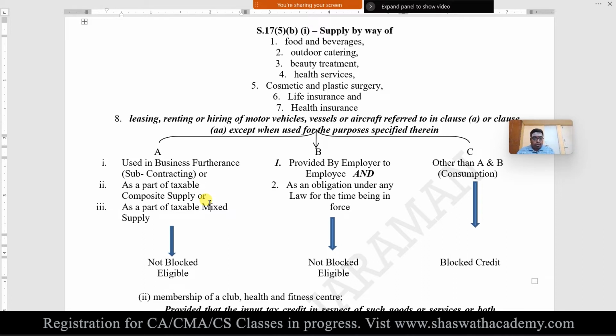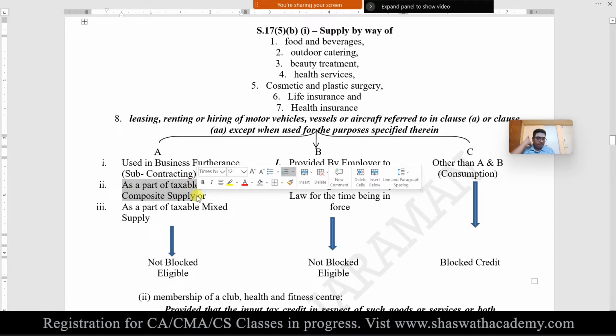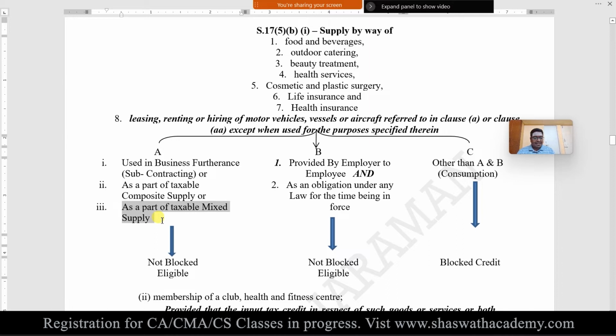So even though the 5-star hotel is not in the business of supply of food, whatever food they are procuring from Vijay Caterers, they are entitled to take credit. It is not blocked. Why, sir? Because it is used as a part of a composite supply provided by the supplier together to the recipient. Therefore, it is entitled. Or it is a part of a taxable mixed supply.